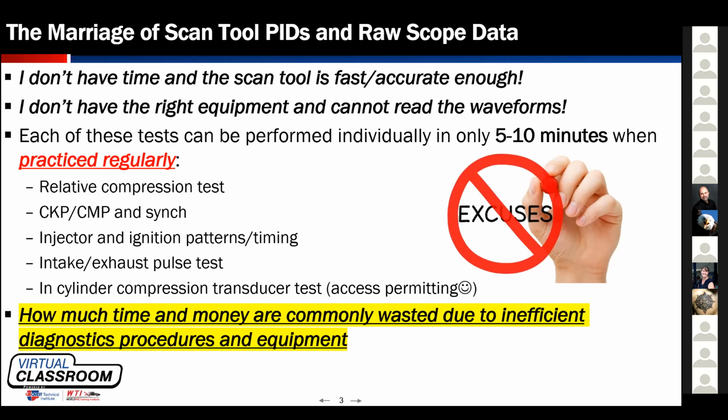And I am going to make one comment. I highlighted it in red. Right here, I said, look, every one of the tests that you're going to see in this program, including many more, could be individually done in time frames of 5 to 10 minutes, only if you practice regularly. And, you know, when it comes to automotive repair and diagnostics and the game we all play, you have got to practice regularly, and some of the best practice you can get is on known good cars.